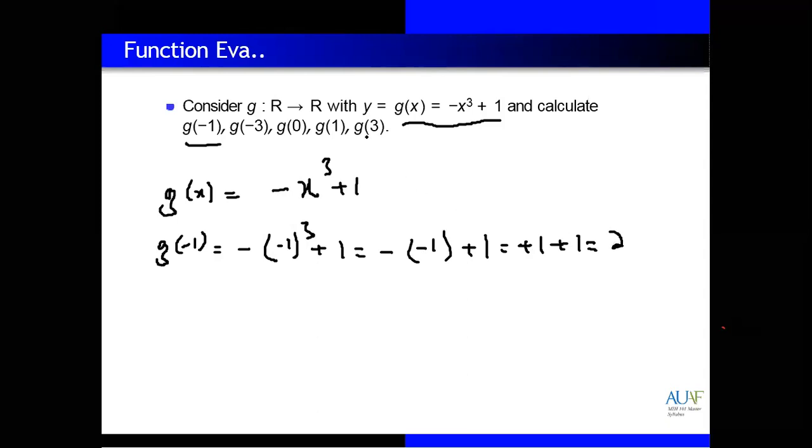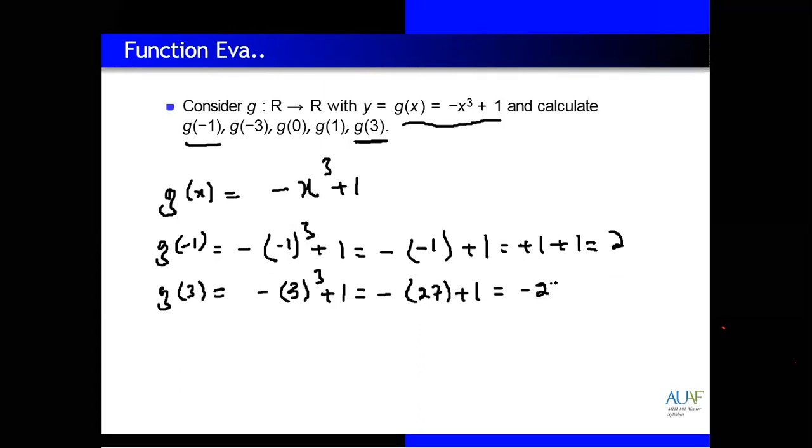Okay, how to find when x is equal to 3, like g of 3? Replacing x with 3, we have minus 3 cube plus 1. 3 cube means 27, 3 multiplied by 3 multiplied by 3, plus 1. So minus 27 plus 1 equals minus 26. So minus 26 is the value of g of 3.